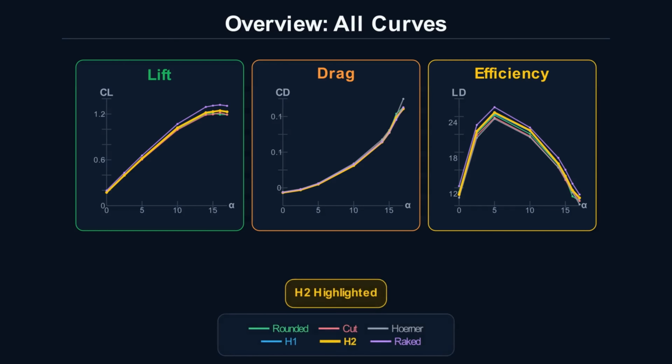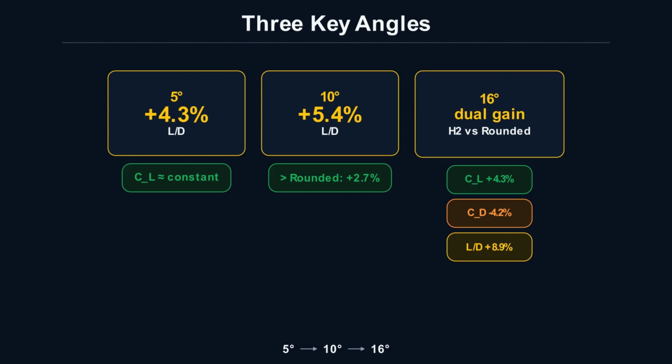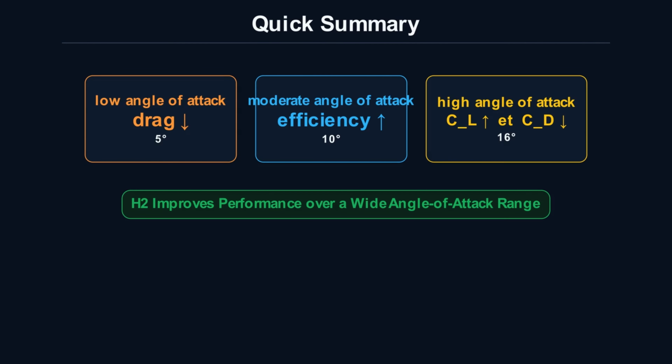Overall, the H2 model shows consistent improvements at angles of attack of 5 degrees, 10 degrees, and 16 degrees. At low incidence, it mainly reduces drag. At moderate incidence, it increases aerodynamic efficiency, and at high incidence, it simultaneously increases lift and reduces drag. The H2 geometry therefore improves overall aerodynamic performance across a wide range of angles of attack.